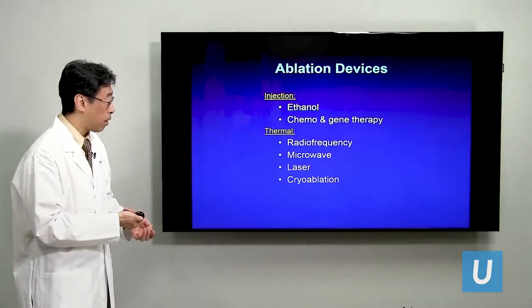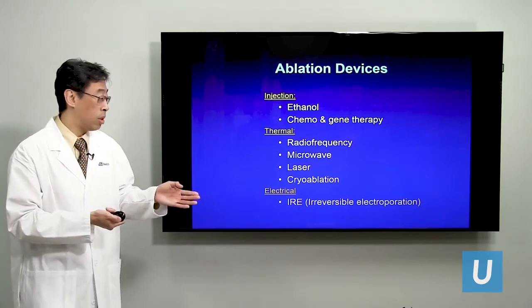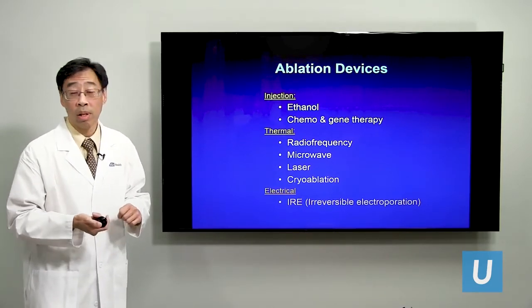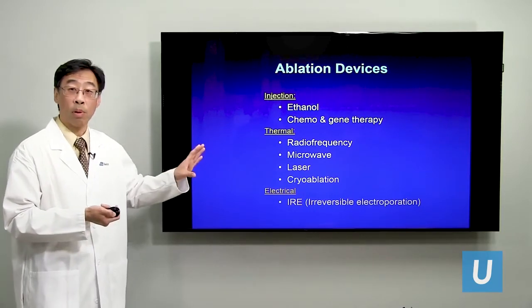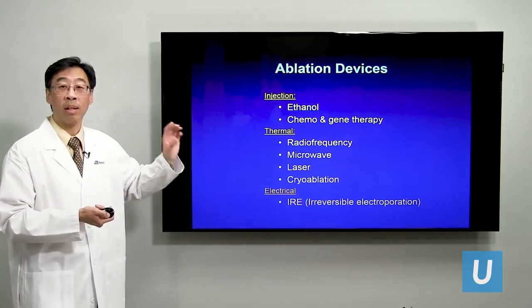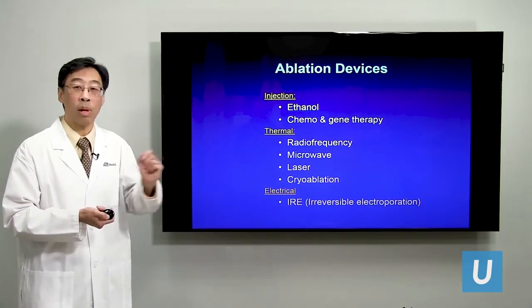Or we can apply literally electric shock therapy. We call it IRE, or irreversible electroporation. And these can also kill cancer cells. But the principle is the same. We must get the needle probe precisely where we need, within or surrounding the tumor.